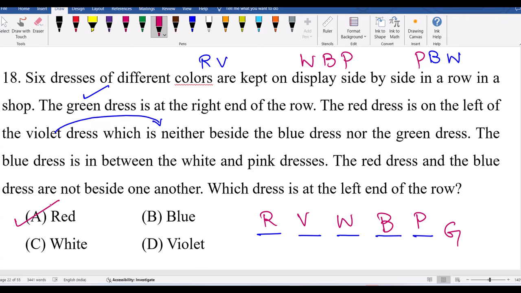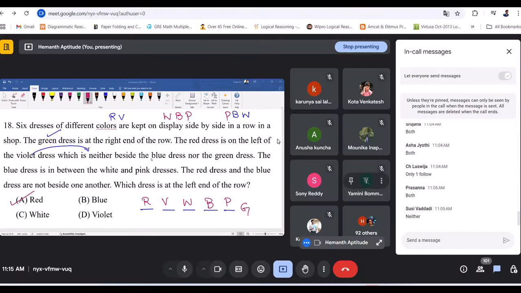All those are satisfied. In general, left means not immediate left. But here, they said right and left without using the word immediate right or immediate left. I just took right as immediate right and left as immediate left, and proceeded, because there is no such clarity in the question. If we work on it all together, we get this arrangement possibility. Who is at the left end of the row is nothing but red.